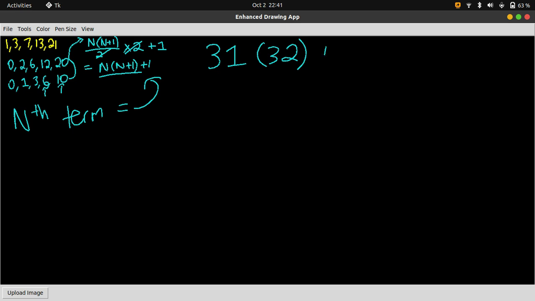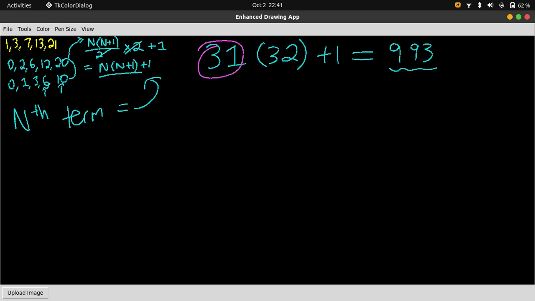Yep. Plus 1. So n times n plus 1 plus 1 should give you 993. And this is the largest term of this form that is less than or equal to 1,000. So this is the term we're going to use. That tells us that we're looking at the first 31 terms in this sequence.